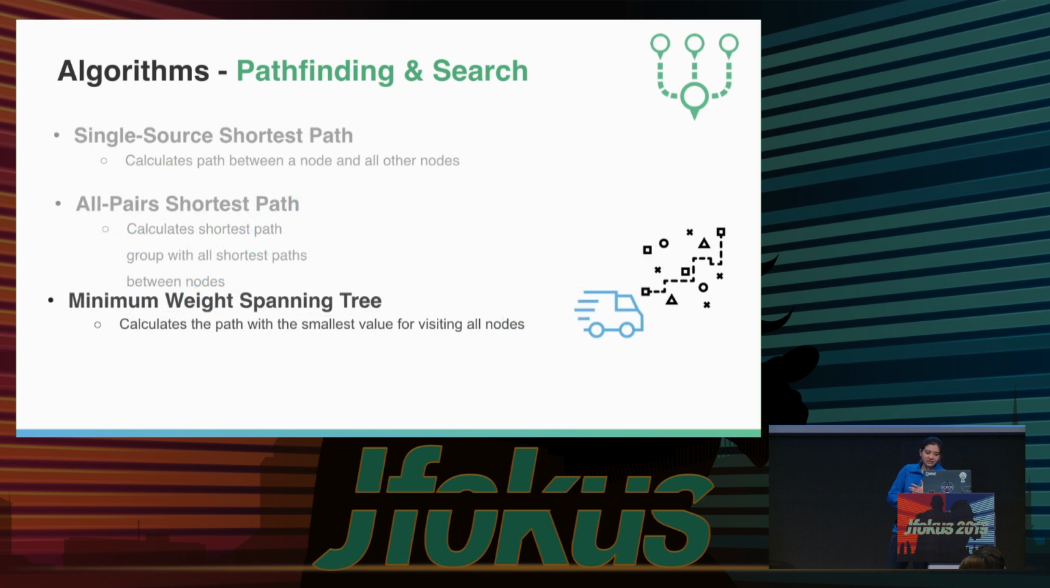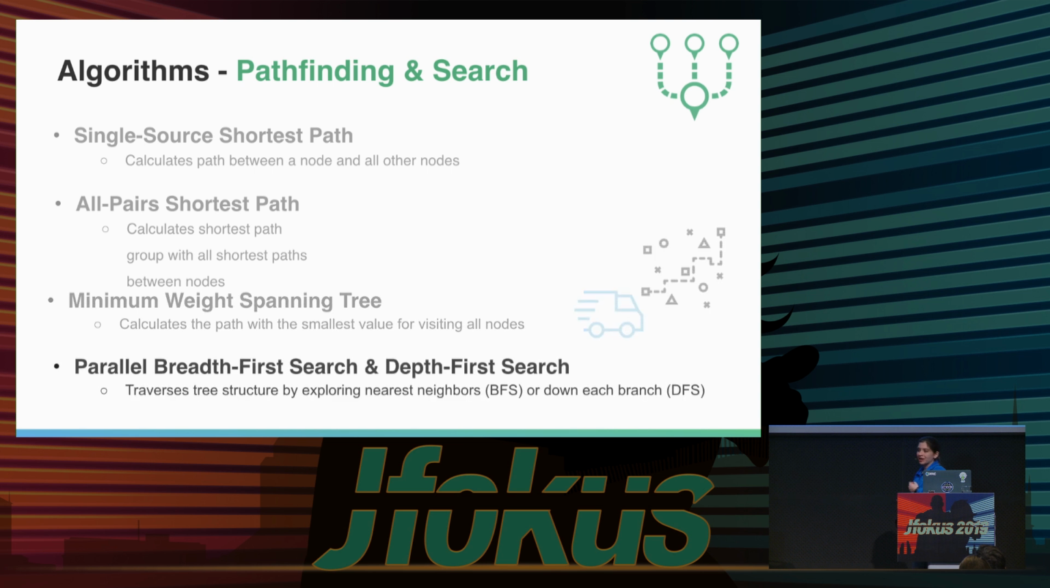Minimum weight spanning tree looks at the path with the smallest value for visiting all the nodes. So this is kind of like a delivery service, if you can think of mail or trash and recycling. They have to visit each and every house, but they have to figure out what is the most efficient way to visit all the houses in the neighborhood each week, or in the city, et cetera, however wide the route might be. So that's used a lot for that.